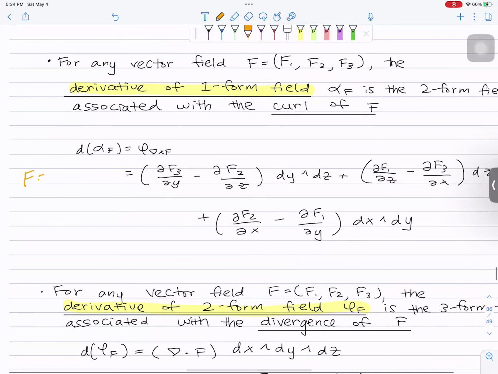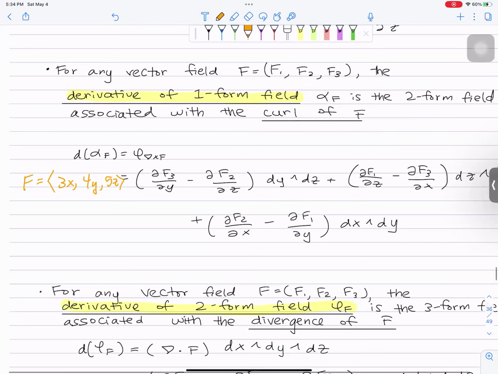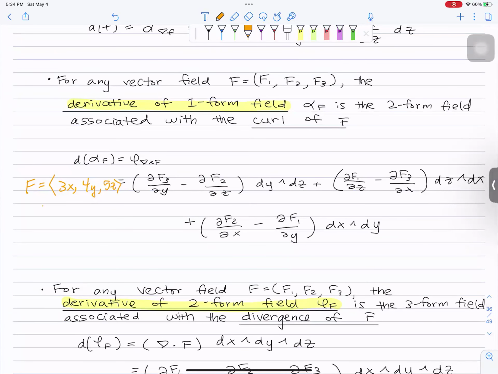Let's say I have a vector field, 3x, 4y, 5z. A vector field, the derivative of a 1 form field. So this can also be written as 3x dx plus 4y dy plus 5z dz. Oh, none of these are gonna work out. Wait, x, z, y. Okay, let's suppose I have this 1 form. That looks like this, 3y dx plus 4z dy plus 5x dz.